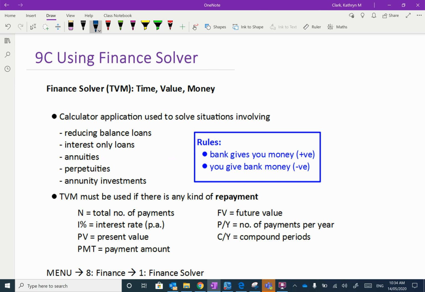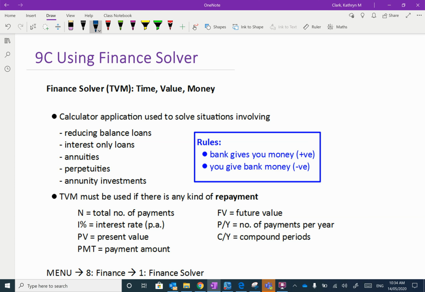Sometimes it's referred to as TVM, time value of money, or finance solver. So we use this particular application to solve situations where there is a regular payment being made, whether it's a repayment or a deposit. Some of those situations involve reducing balance loans, which we've already looked at. There's also annuities and annuity investments, and then interest-only loans and perpetuities are a simpler version as well. So that's what we're going to be covering in the rest of Chapter 9.